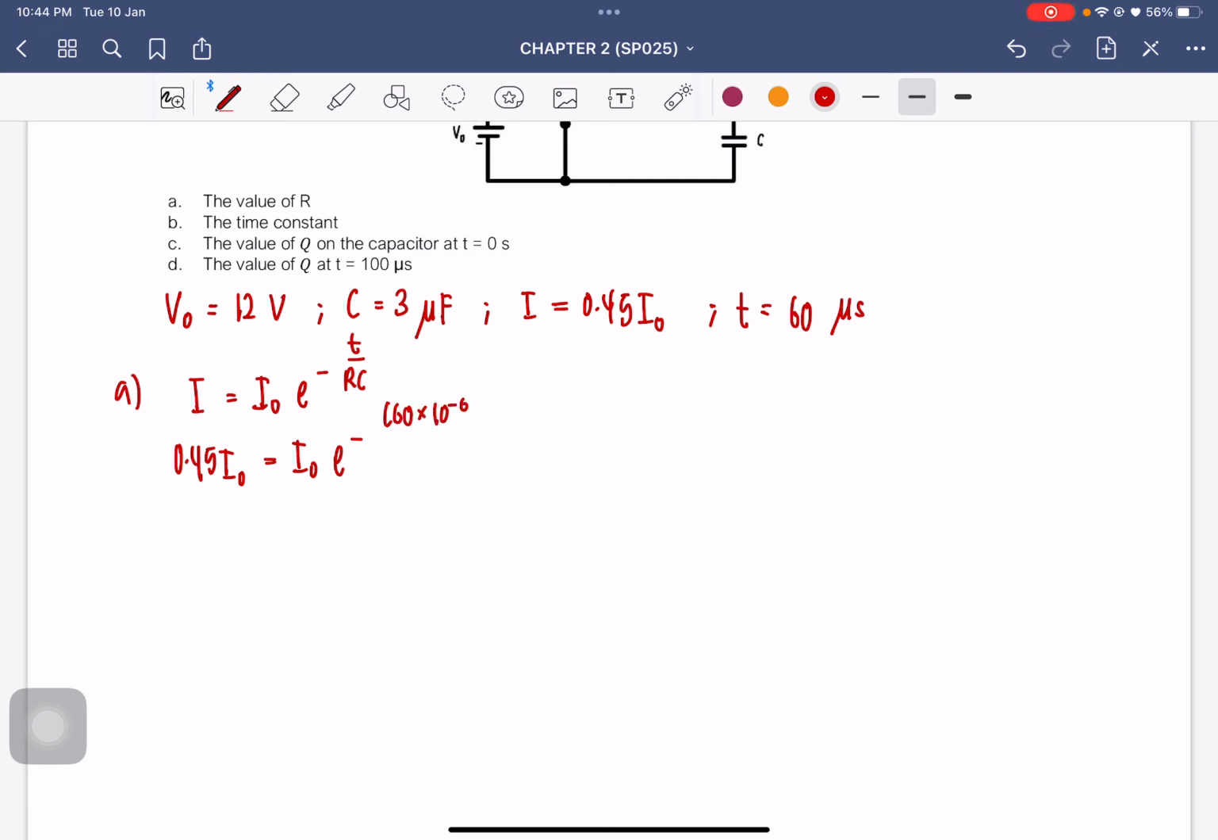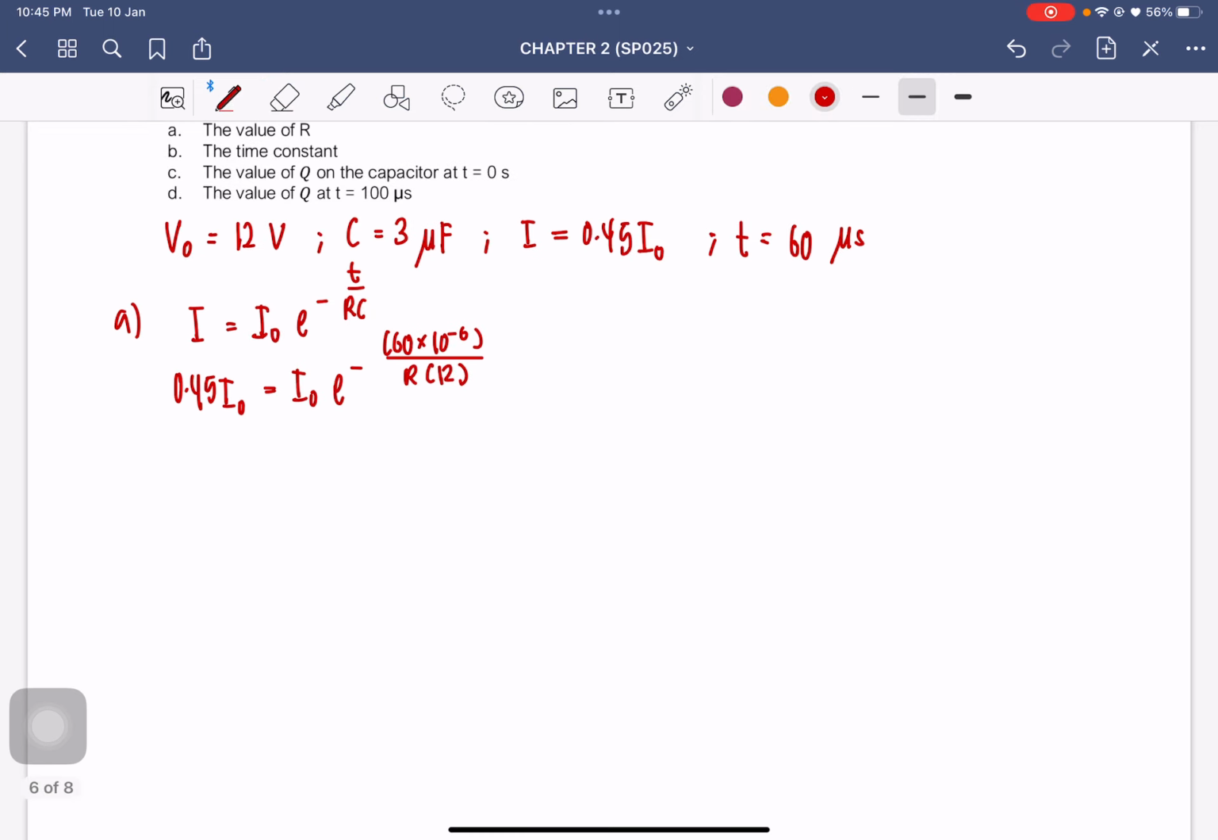60 times 10 negative 6, and then R is 12, V is salah, R is what we are looking for, this is 12. Okay, so we are gonna take ln on both sides. So this is gonna be ln 0.45. Oh, I forgot to cancel I naught. So ln 0.45, ln e negative 60 times 10 negative 6, 12 R.